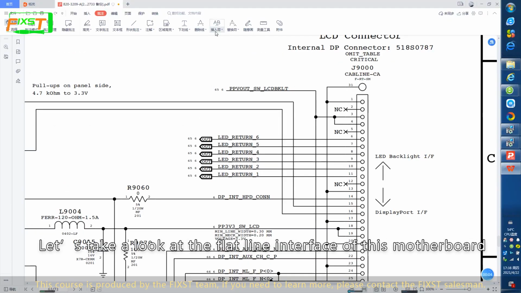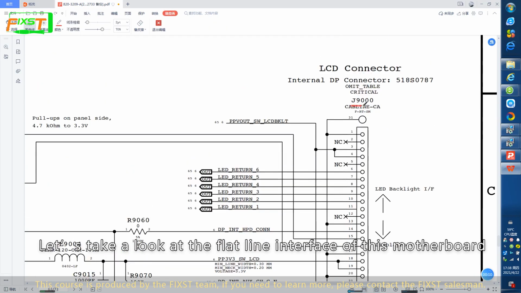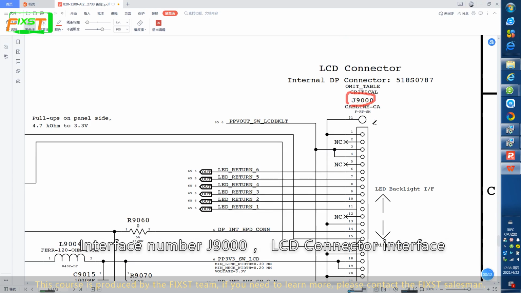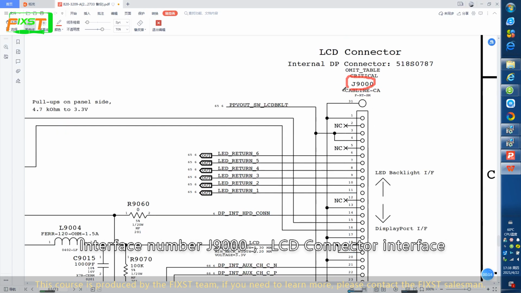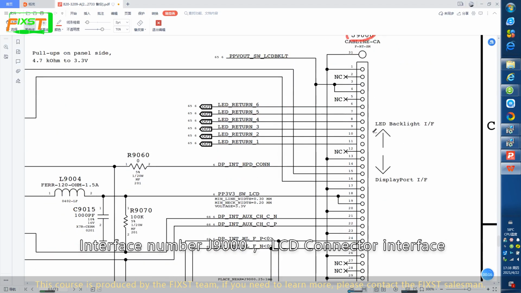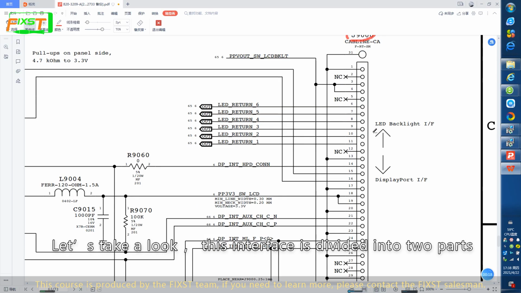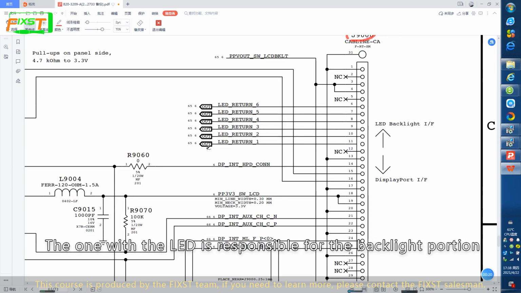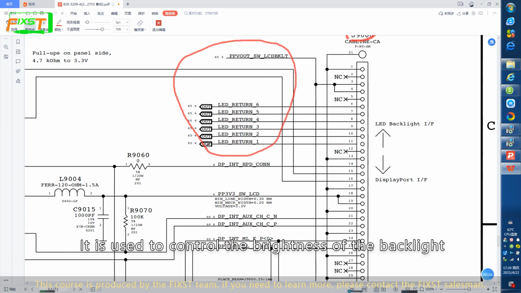Let's take a look at the screen interface of this motherboard. Interface number J9000, the LCD connector interface. Let's take a look. This interface is divided into two parts. The one with LED is responsible for the backlight portion. It is used to control the brightness of the backlight.